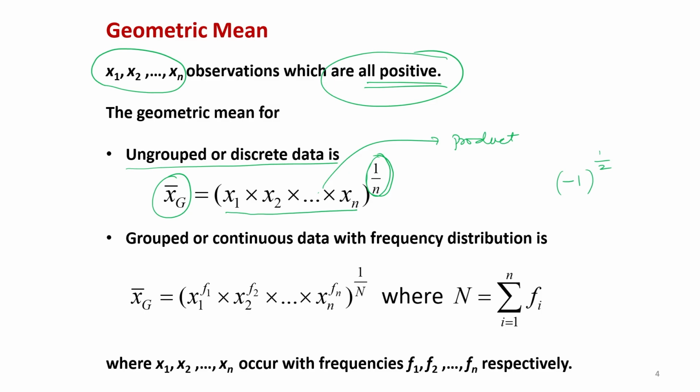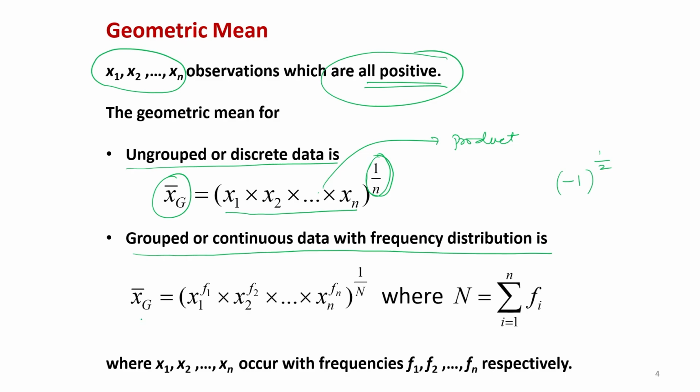So these are the conditions under which you have to see it, and that is why the percentage, ratio, etc. are positive quantities. And similarly, if you have grouped data, or data on a continuous variable where we have created the frequency distribution, as we have done in all other cases like arithmetic mean, median, etc.